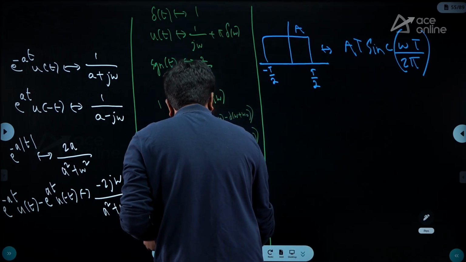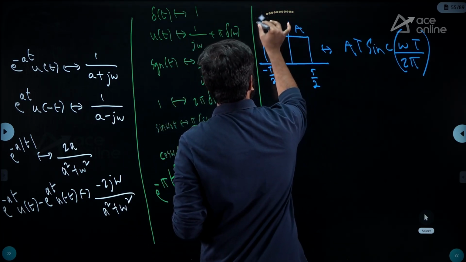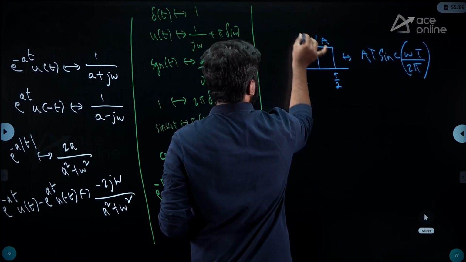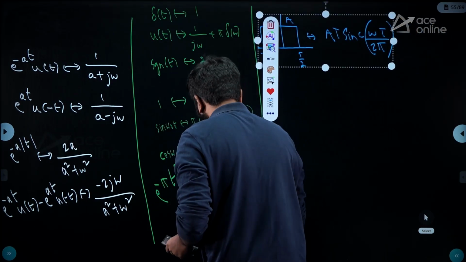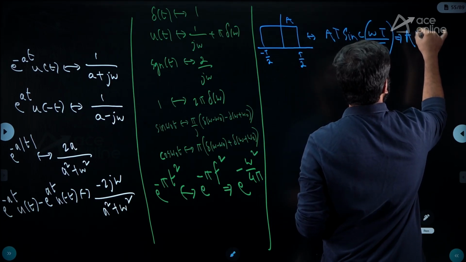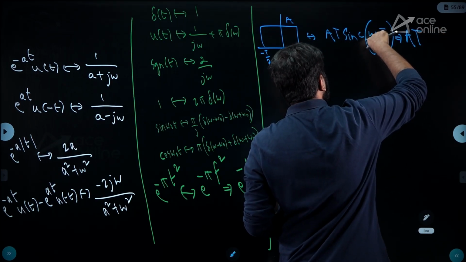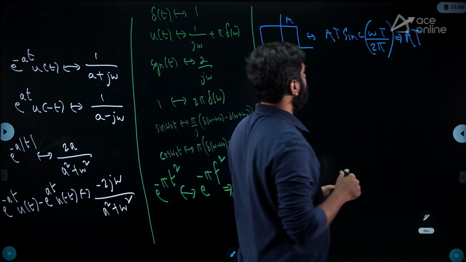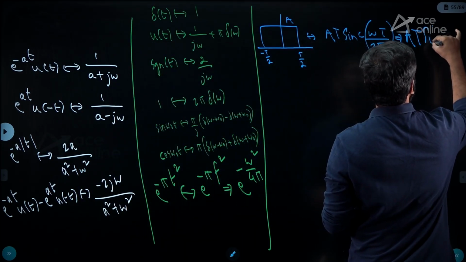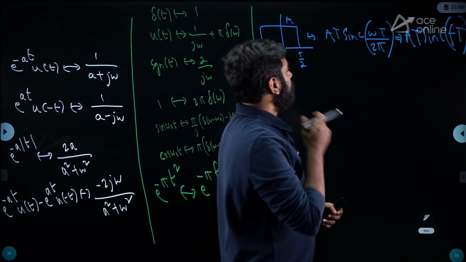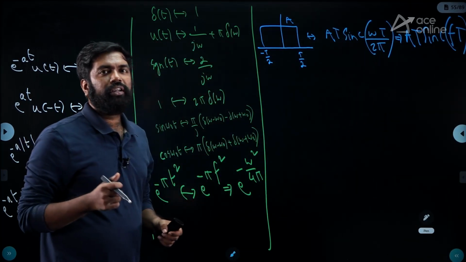Students, sometimes they also ask you in the F domain. So do you have the answer for the F domain? Let us see. The same thing can be written in the F domain like this, AT. We all know omega by 2 pi is F. So you can say AT sinc of F into capital T. So these things are really important.